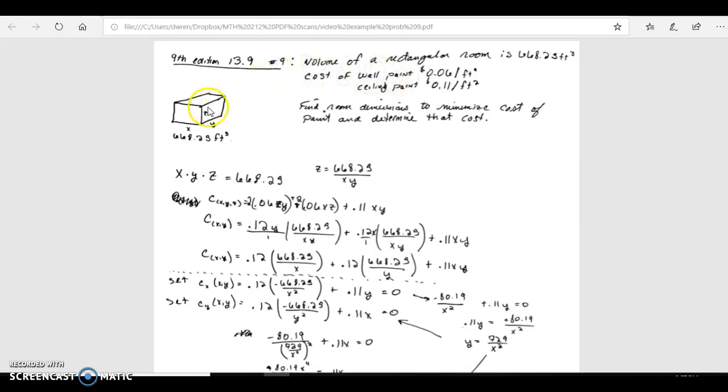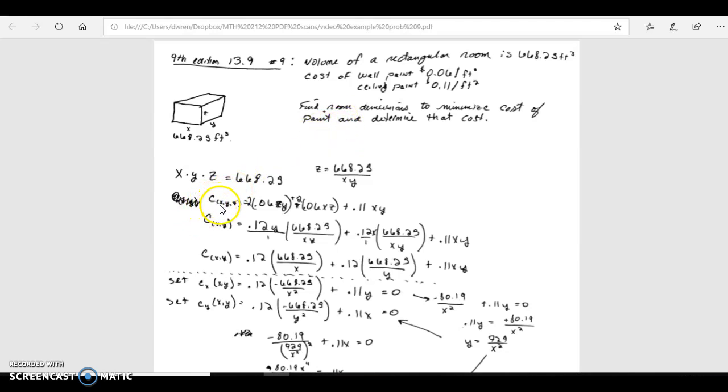So we start with drawing a little diagram, assigning our x, y, z coordinates. And starting with the volume equation, we get x times y times z equals the volume of 668.25. Solving for z now, you get 668.25 divided by x times y.